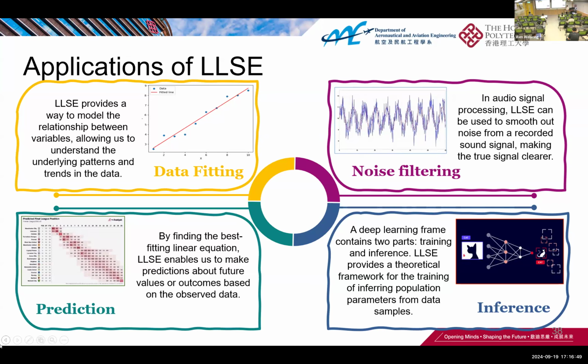For example, we have some historical data, so we can predict how the future of the data will look. And this one is like deep learning, where we can do inference. Based on a series of data, you can train networks. The training of the network is like solving a gradient descent problem. So those are the applications.